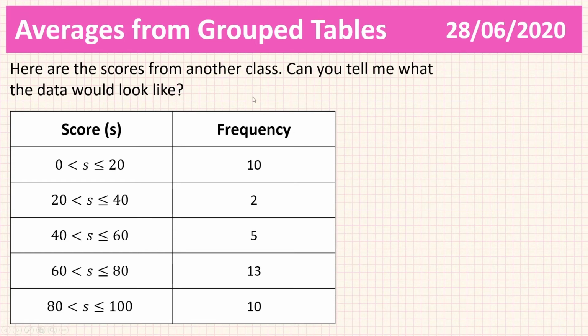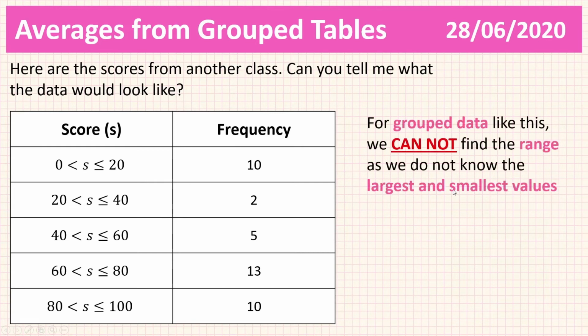So from this data set, we could not tell you what the data looks like. From this table, we could not tell you what the data is. So we cannot find it. So that means if we don't know what the smallest value and the largest value is, we can't find the range.